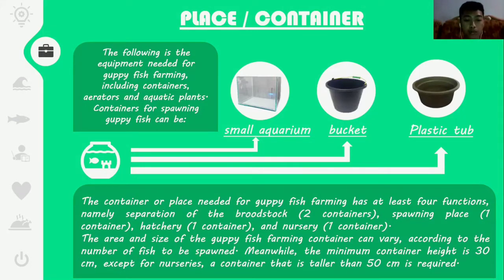The container or place needed for guppy fish farming has at least 4 functions, namely separation of the broodstock container, spawning place 1 container, hatchery 1 container, and nursery 1 container. The area and the size of the guppy fish farming container can vary according to the number of fish to be spawned. Meanwhile, the minimum container height is 30 centimeters, and for nurseries a container taller than 50 centimeters is required.